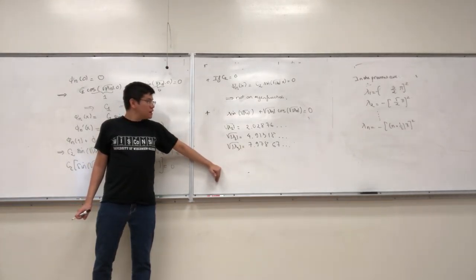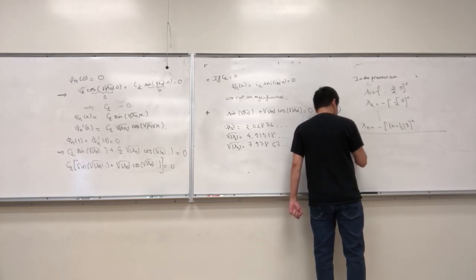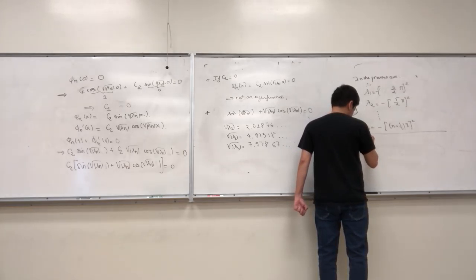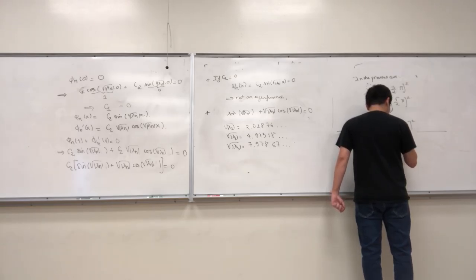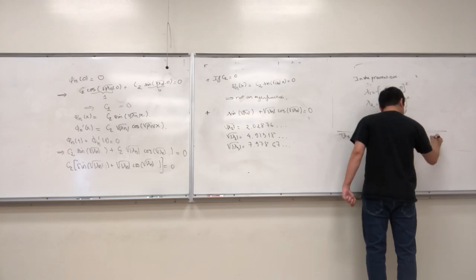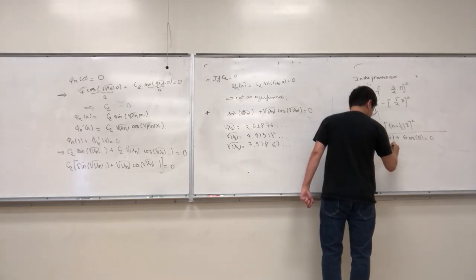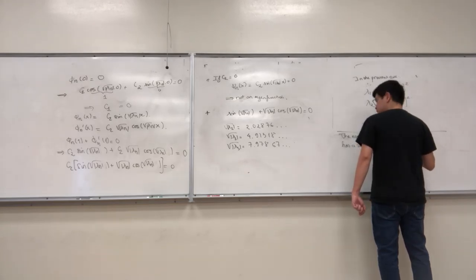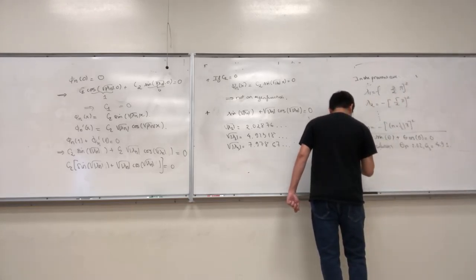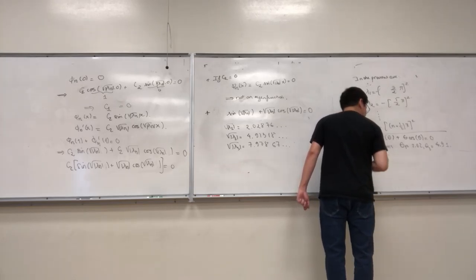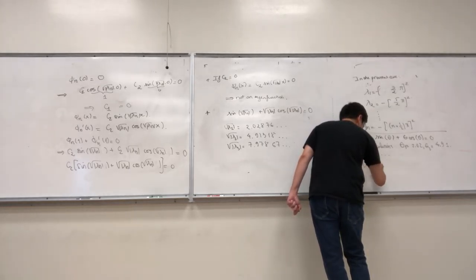So in the exam, you can say the following. The equation sine theta plus theta cosine theta equals zero has a series of solutions. Theta 1 is 2.02, theta 2 is 4.91, theta 3 is 7.98, etc. So then square root of lambda n is theta n.